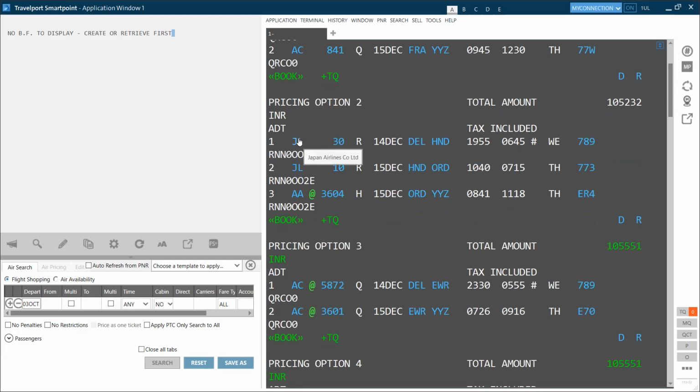Now the next option, option 2. JL, Japan Airlines. When you take the cursor on JL, it shows you Japan Airlines, flight number 30, R class, December 14th, Delhi to Haneda. When you take the cursor on HND, it shows you the city of Tokyo. Haneda is the airport code of Tokyo. Pen down, HND stands for Tokyo.